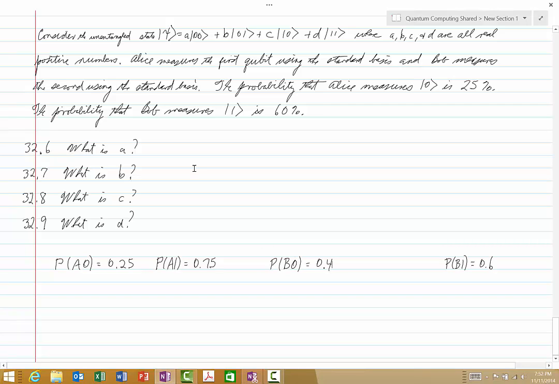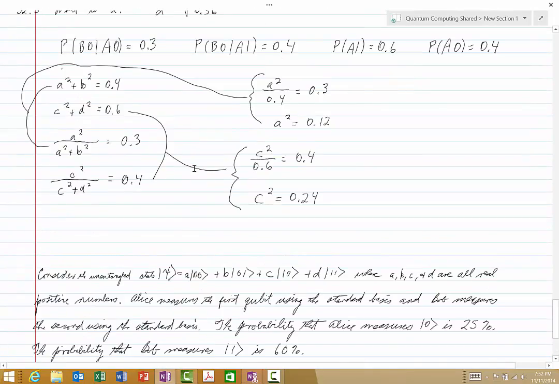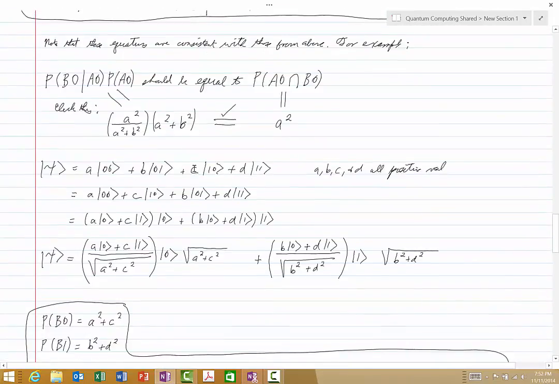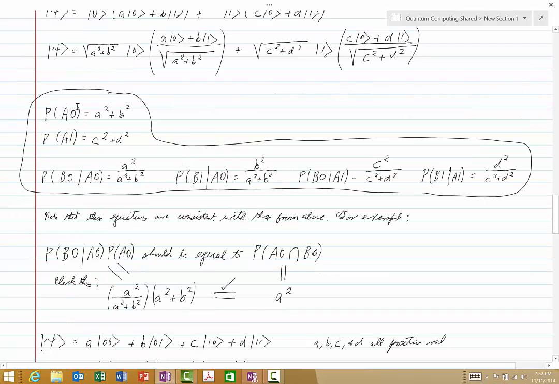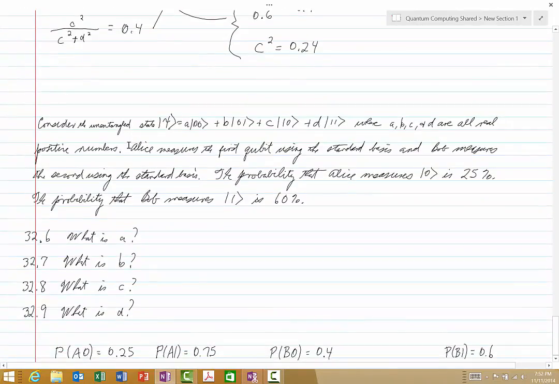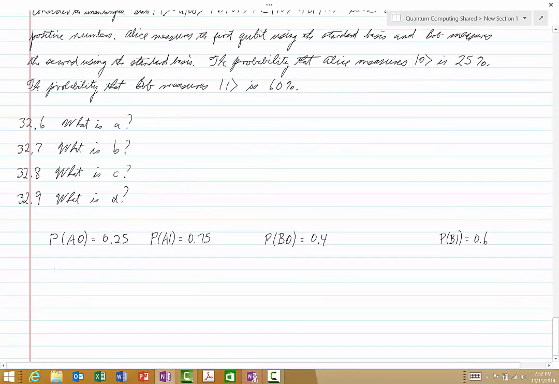So we have all of that, and if we look at our equations up here, P of A0 is A squared plus B squared, and P of A1 is C squared plus D squared. So we have A squared plus B squared equals 0.25, and C squared plus D squared is equal to 0.75.